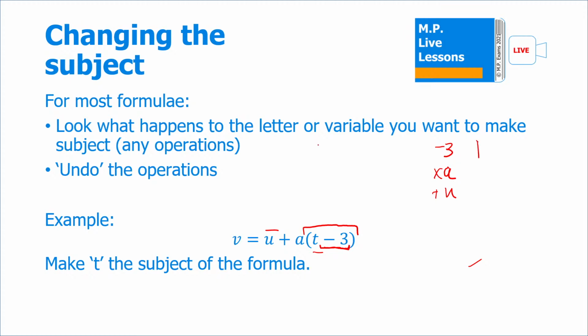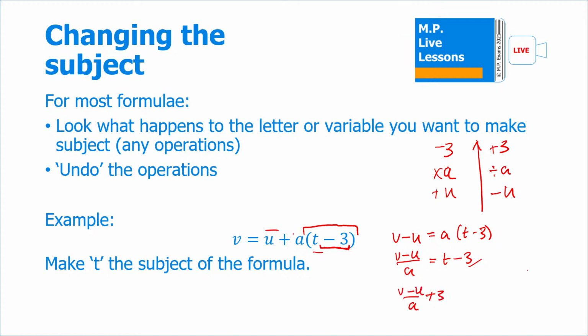What we want to do now is go backwards and undo all these. So we first subtract u from both sides. Then we divide by a on both sides. So this cancels out the a that's attached to the bracket. So v minus u over a equals t minus 3. And the opposite of subtracting 3 is adding 3. So v minus u over a plus 3 just gives t on its own. So this is what it's meant by t is the subject. So, t on its own.